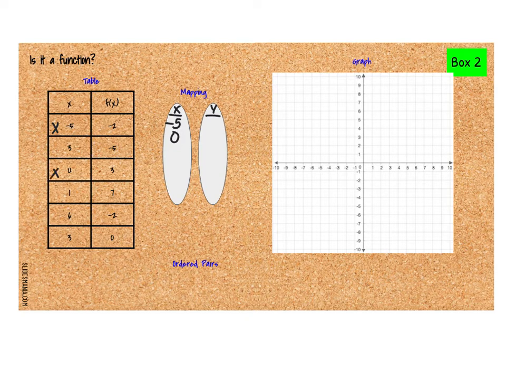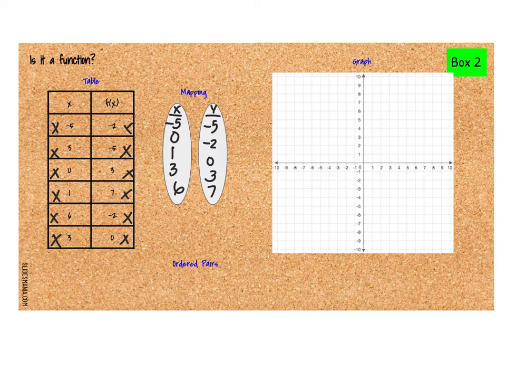Cross that one out. Then I go with 1. Cross that one out. Then I go with 3. Even though it repeats, I'm only going to write it once. And last but not least, I have 6. Now I'm going to do my outputs, or my f of x, or my y values. So I have, again, from least to greatest, negative 5, negative 2. Even though it repeats again, I'm only going to write it once. I have 0, 3, and 7.